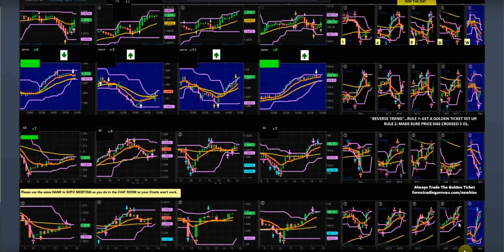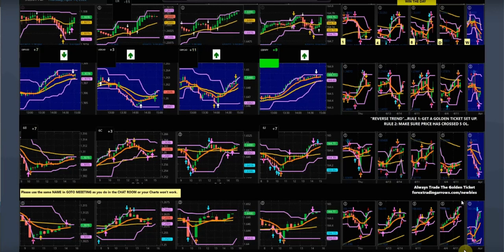You could have waited. You could have said, nope, I'll tell you what, I'll let it come back to the 8-hour orange line or BB band. Buy stop. Boom, you caught the trending move. Daily orange line, buy stop. Boom. Daily orange line, buy stop. Boom. You know?